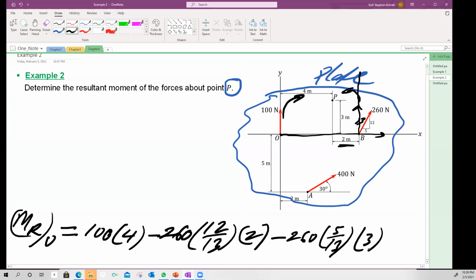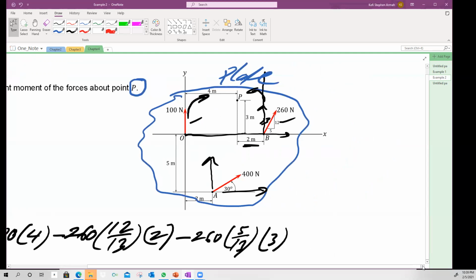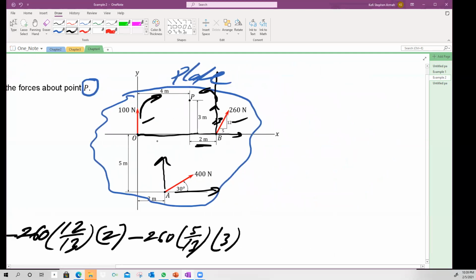So we've done very well. We've done this, we've done this. Let's come to that one. The same way, we're going to break this into 2. One of them is going to go that way, the other one is going to go this way. Of course, the angle is here. So this is 400 cosine 30 and this is 400 sine 30. But let's take them one by one and see which one will turn the plate in our positive direction and which one in our negative direction.